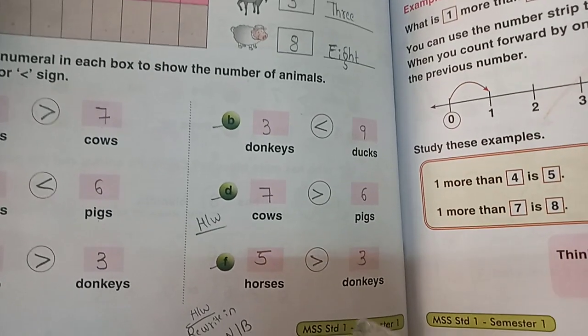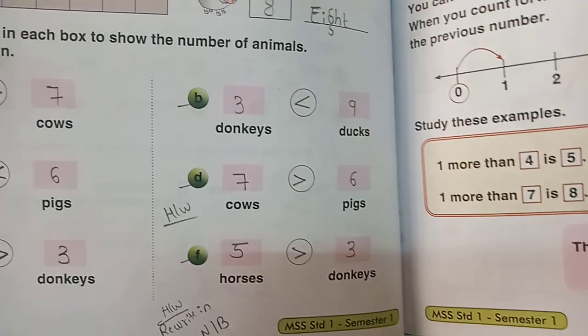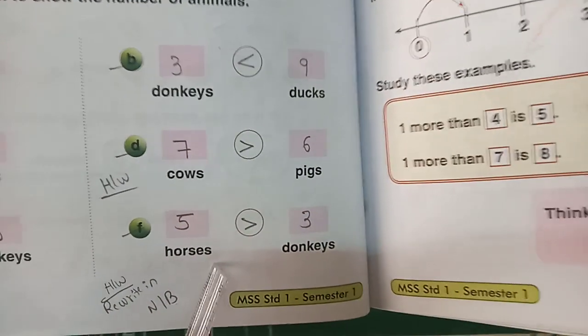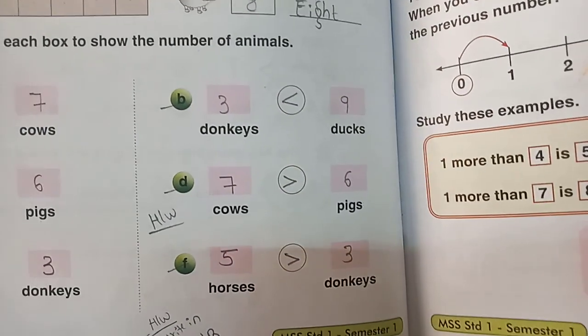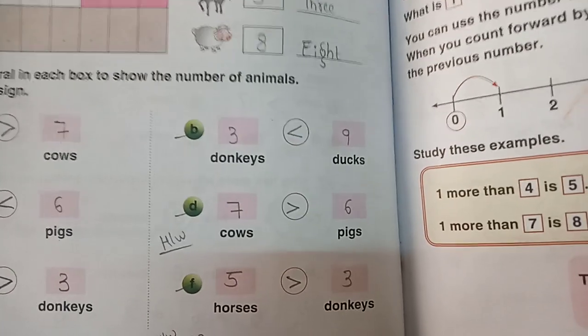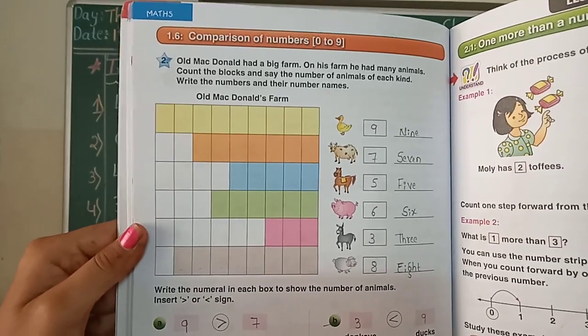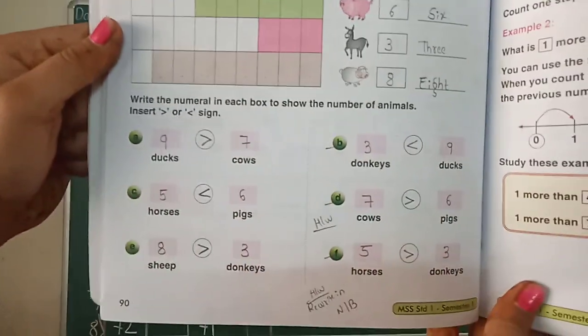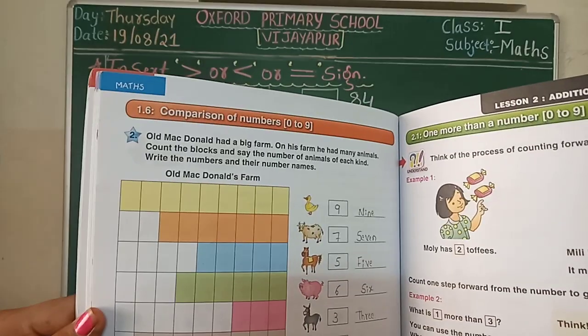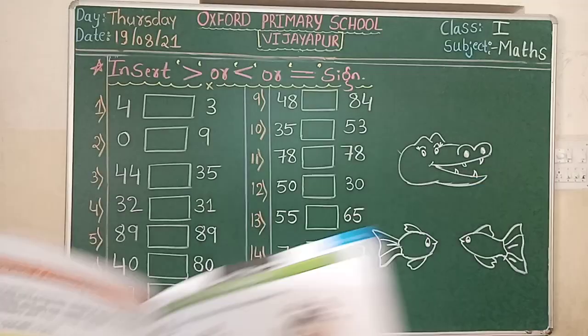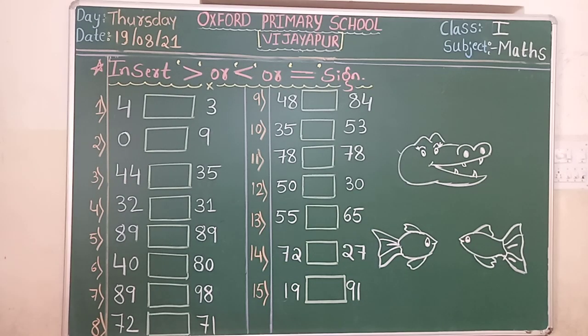5 horses, 3 donkeys. Which is the greater number? 5 is the greater number. So the mouth of the sign is open towards the bigger number. This is what Old McDonald's farm contains, one of the story problems. This we completed. Till today we completed the first lesson, numbers from 0 to 9.